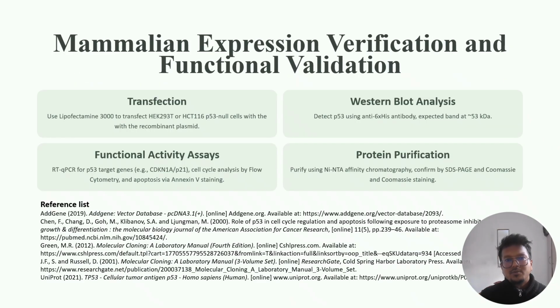The plasmid was then transfected into mammalian cells such as HEK293T, a p53 null cell line. Protein expression was checked by Western blot using an anti-His antibody. I expected a band at around 53 kilodaltons.